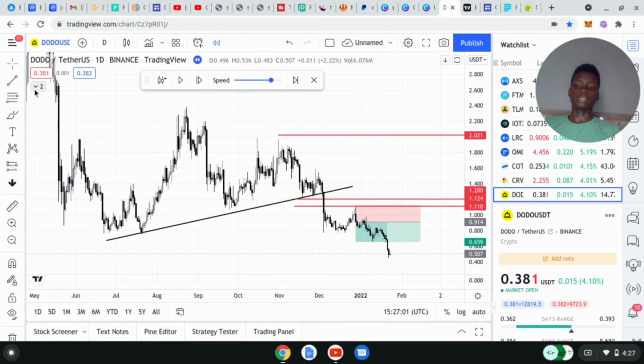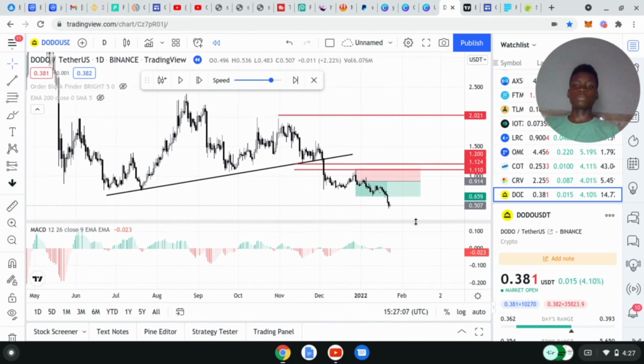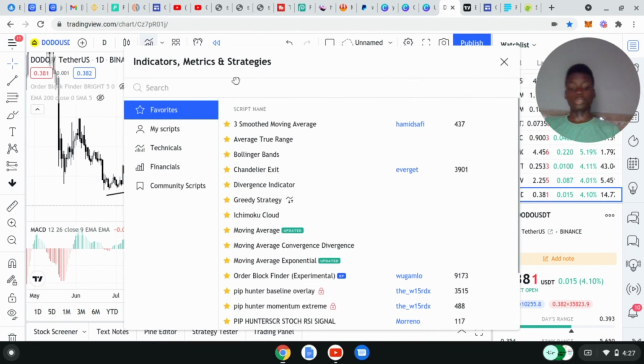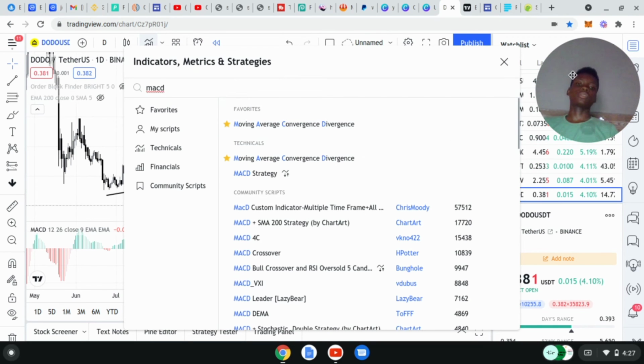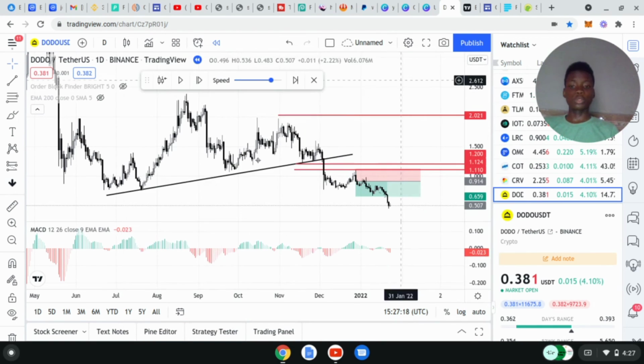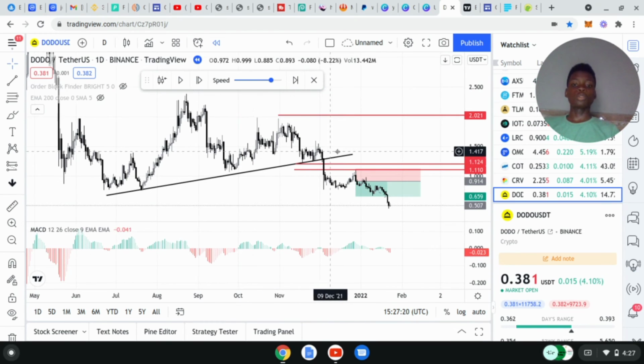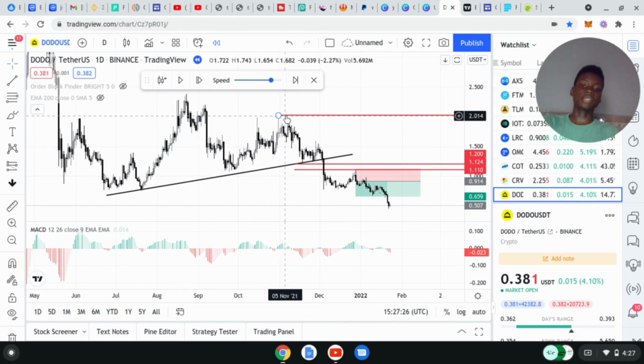We used the MACD, the moving average convergence divergence. If you don't know how to get it, just go here to your indicators and type MACD. It's the first one you see, this one, moving average convergence divergence. You put it on your chart, it's an indicator. We knew that this was a valid high because our MACD was shining green. So we knew that yes, this is a valid high.